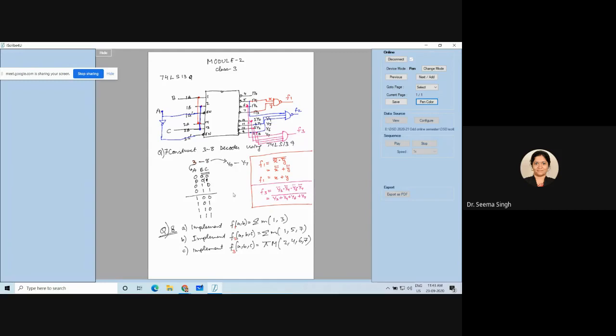Okay, let us do this. Let us implement question number B using 74LS138. Okay, take that as your next question. Question number 9, implement 8B using 74LS138. Let us do it.